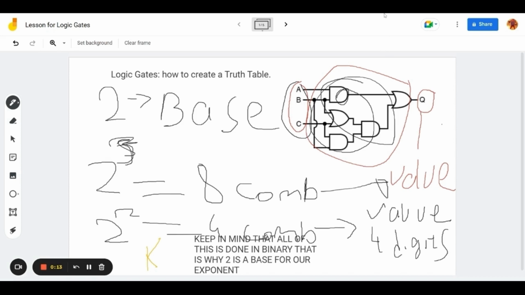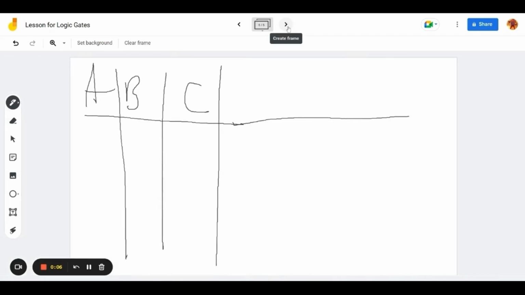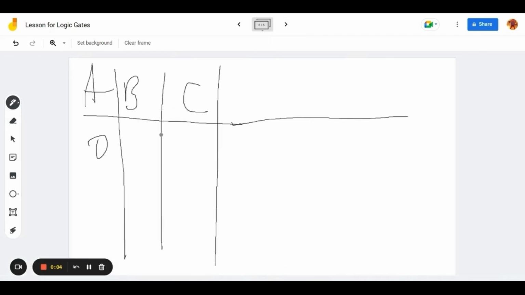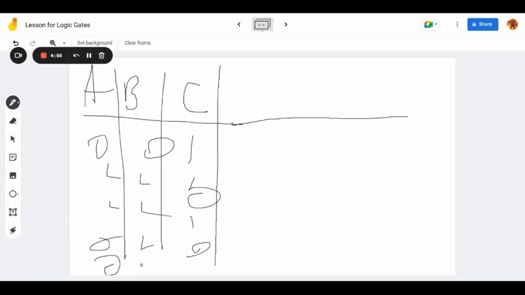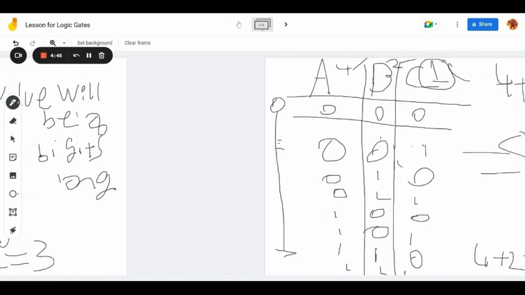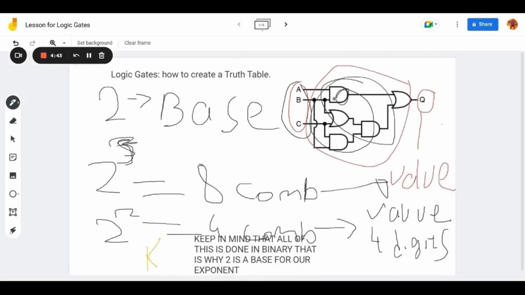But before I do that, I want to show you that when we're making these truth tables, after we fill them out, I'm just filling them out randomly. After we fill them out, depending on the logic gates that are there and how they are placed, we do the following. Right here, there is A and B, as I've said.